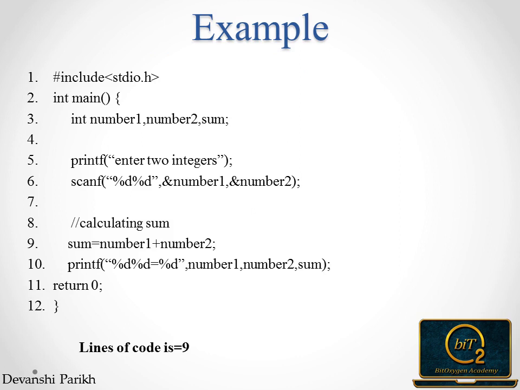Let's see an example of lines of code and learn how to calculate it. This is a program for the addition of two integer numbers. In this program the total number of lines is 12, but the lines of code is 9, because line numbers 4, 7 and 8 are not counted, as they are comment lines and blank lines. So in lines of code, comment lines and blank lines are ignored while counting the source code.